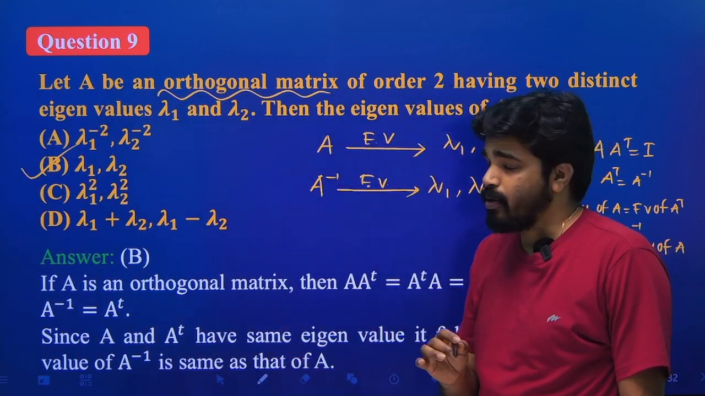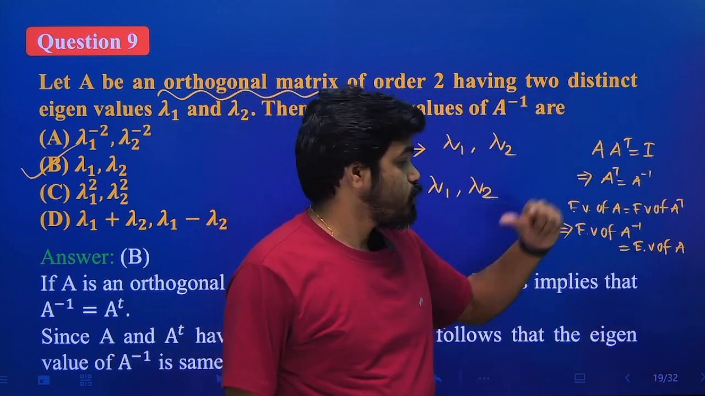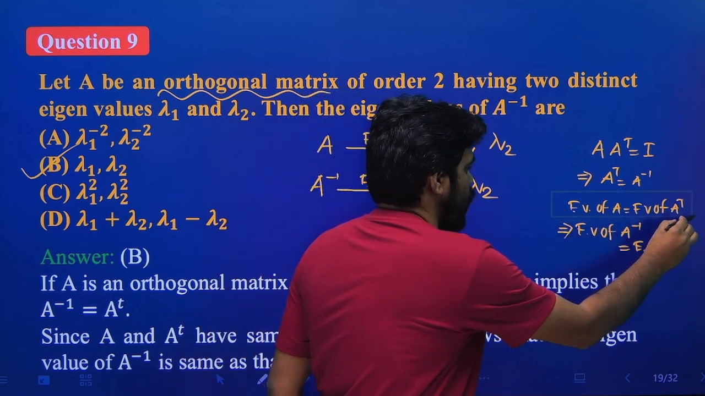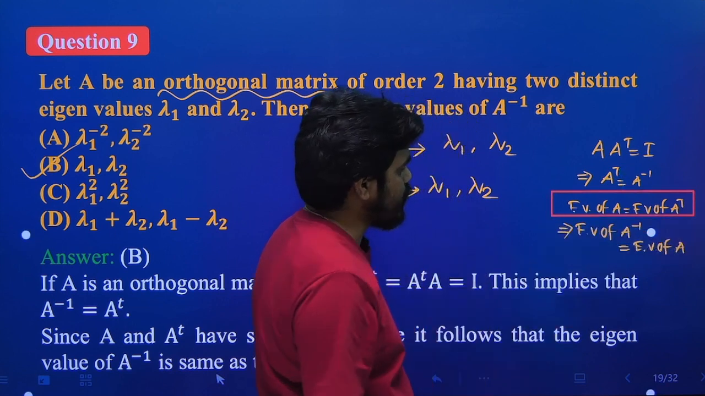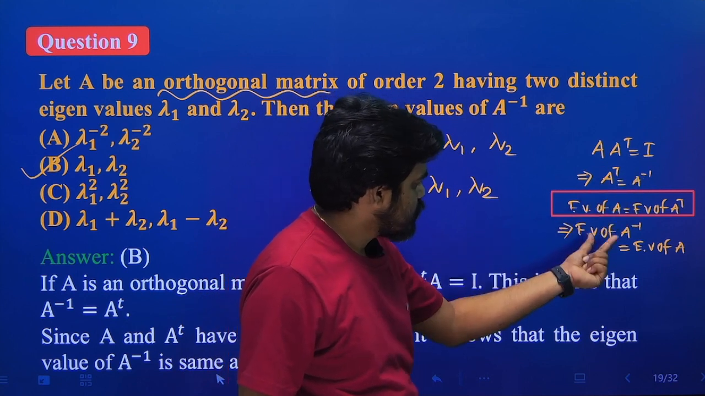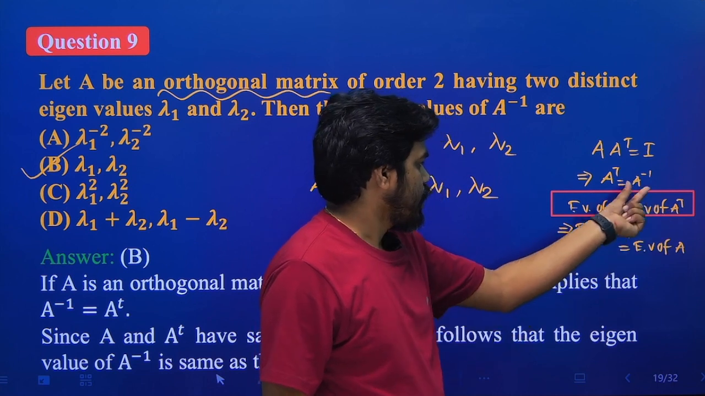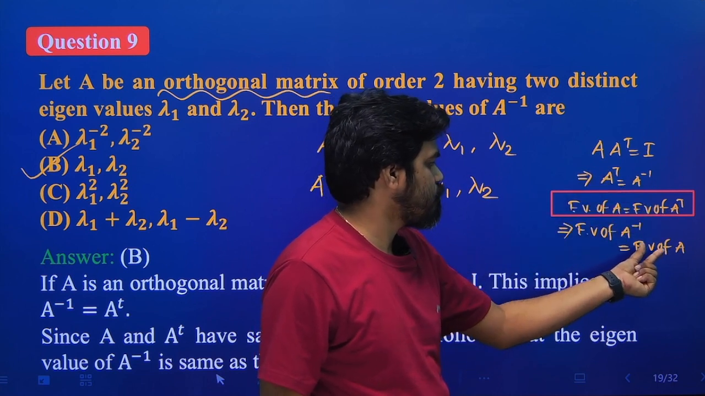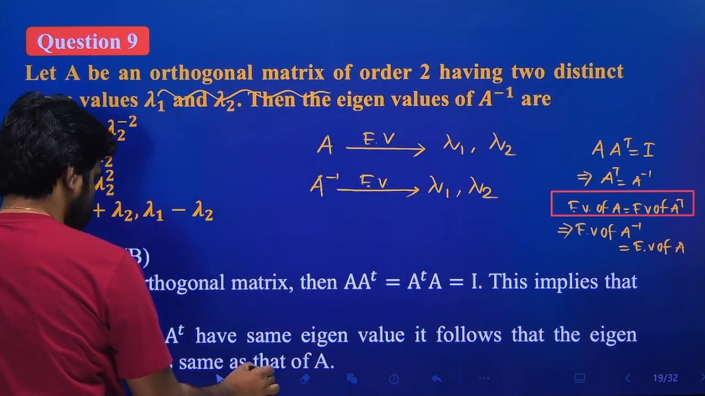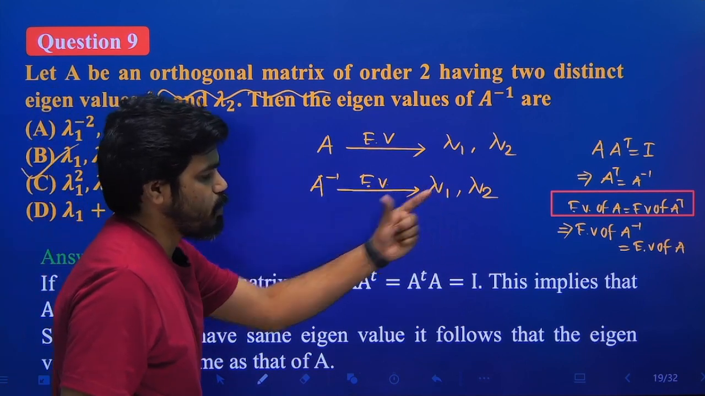If A is an orthogonal matrix, just see A into A transpose is equal to I. That means A transpose is equal to A inverse. We know that eigenvalues of A is equal to eigenvalues of A transpose, right? So eigenvalues of A inverse is equal to eigenvalues of A, because A inverse is equal to A transpose. Here it is given that the eigenvalues of A are lambda 1, lambda 2. So eigenvalues of A inverse will be lambda 1, lambda 2.